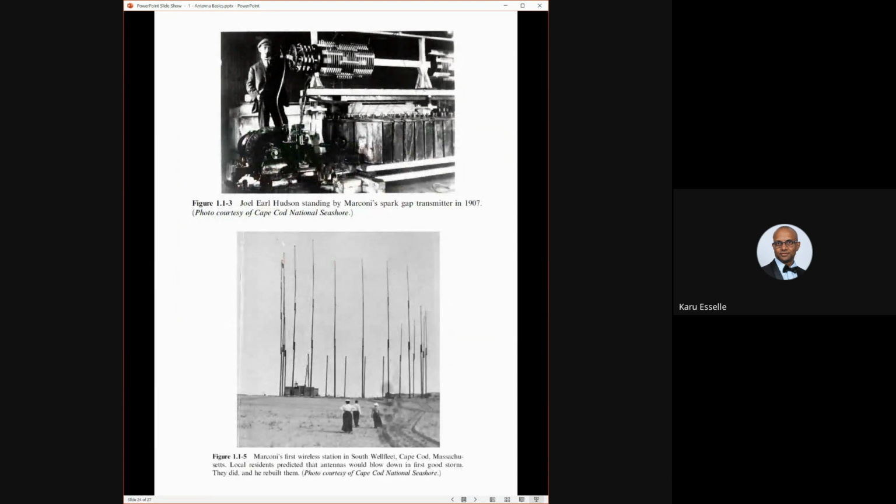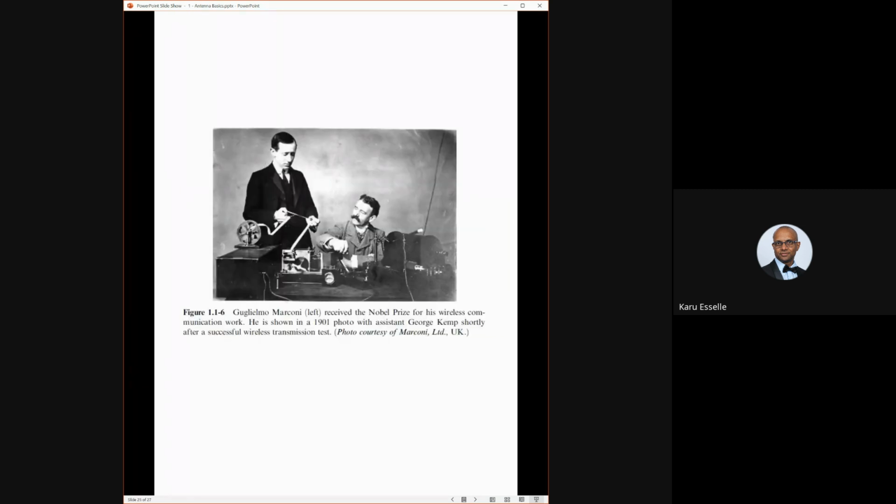And some historic ones, with Marconi's spark gap transmitter. This is Marconi's wireless station in Massachusetts, USA, and some of Marconi's experiments, etc.